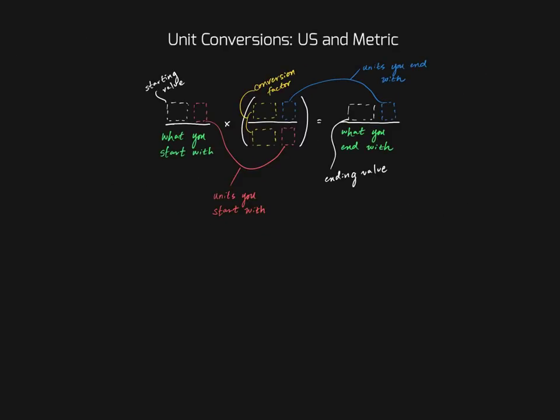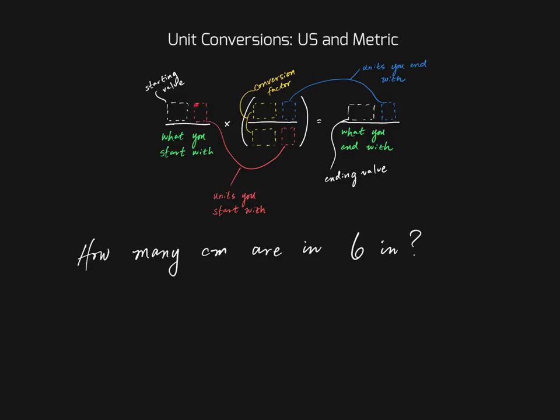So our sample problem for unit conversions between the US and metric system is going to be how many centimeters are in 6 inches. Okay, so now if we take a look at our graphic up here, remember, we need to know what we start with. And in this problem, we're starting with 6 inches. That's the value that we know. Okay, so our units that we start with are inches.